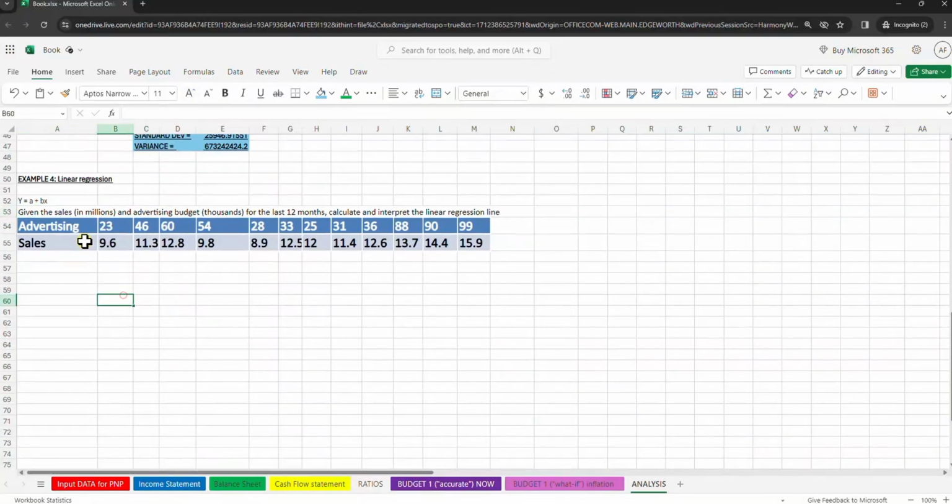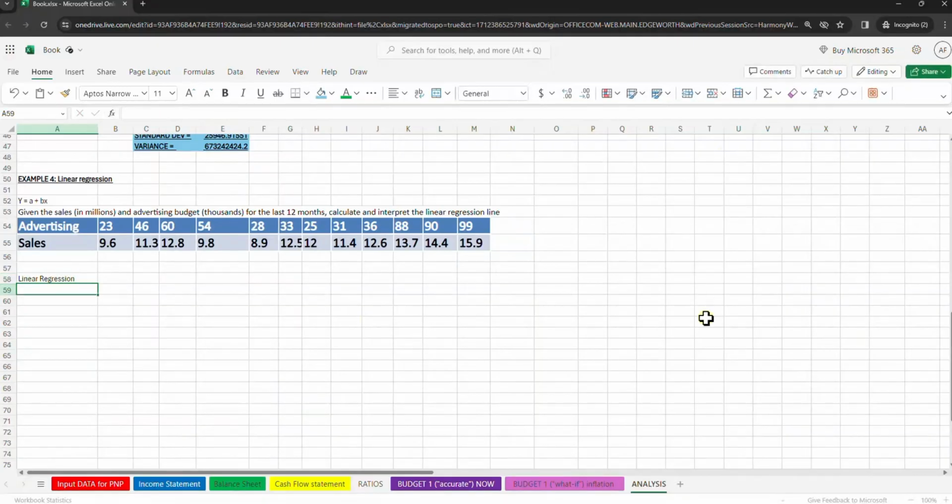All right, so given the sales in millions and advertising budget in thousands for the last 12 months, calculate and interpret the linear regression line. Okay, so you saw what answer we need to get. We need to now calculate the actual amount, okay, the A value, the B value, and all of that. So remember, we're looking at linear regression.